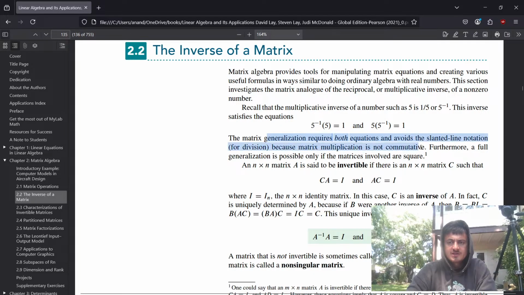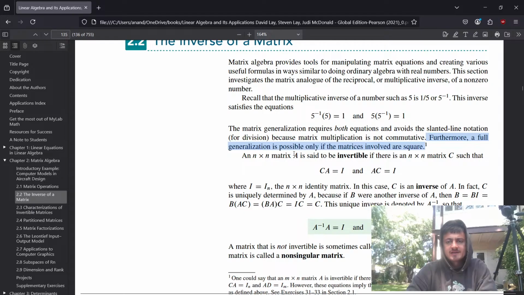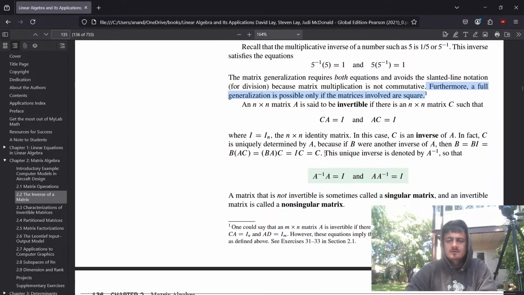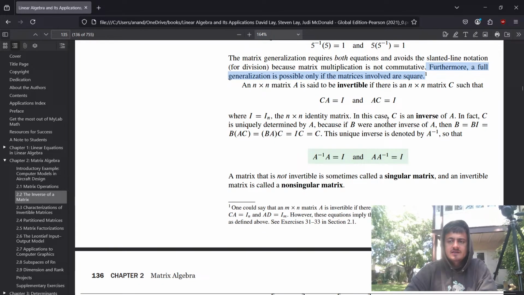Because matrix multiplication is not commutative. Furthermore, a full generalization is possible only if the matrices involved are square. An n by n matrix A is said to be invertible if there is an n by n matrix C such that CA = I and AC = I. In this case, C is an inverse of A.